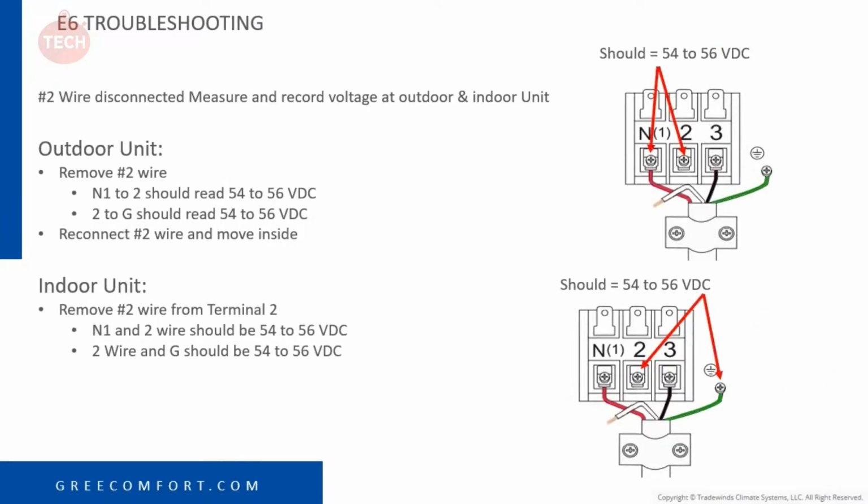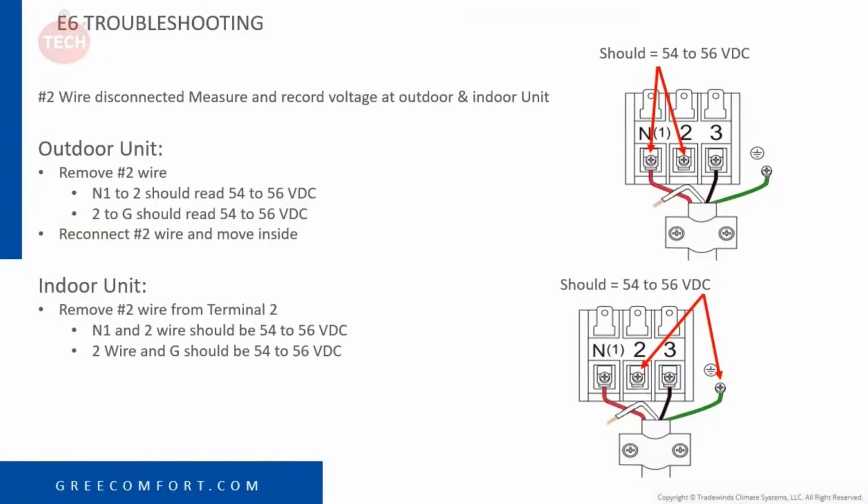Now what we do, as you can see in the picture, is turn off power and remove number 2. Number 2 is our communication wire. We're on the outdoor unit, removing the number 2 wire that goes to our indoor head, so we're isolating the outdoor unit now. We're going from 1 to 2 on DC volts. We should be somewhere between 54 and 56 volts. 55 volts DC is ideal communication.